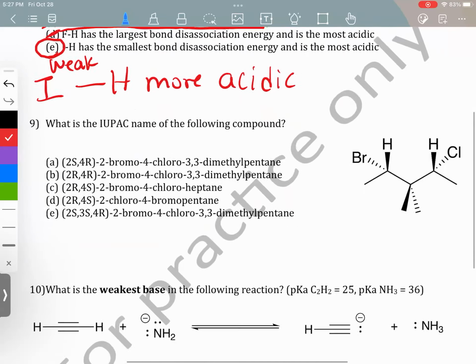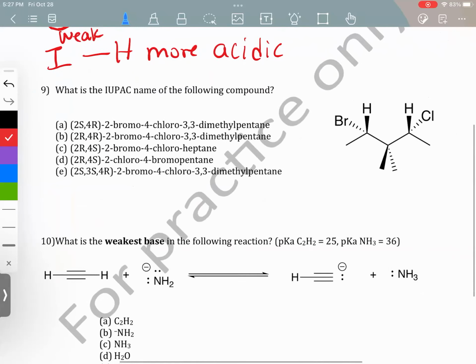Let's move on to 9. So what is the IUPAC name of the following compounds? As you look at the answer choices, you see R and S. That's because we do have 2 stereogenic centers in this molecule. This carbon is a stereogenic center and this one. So we have to give it its correct configurations.